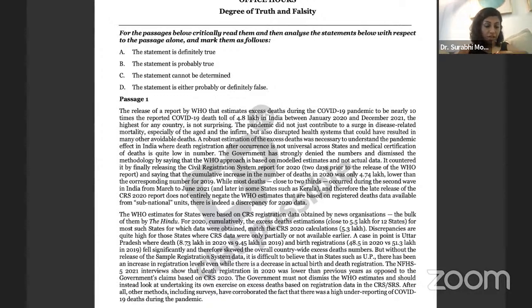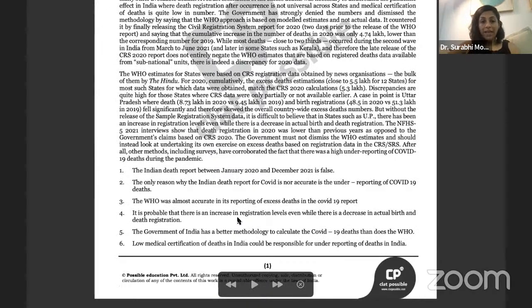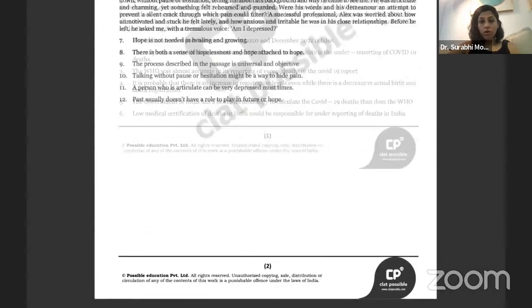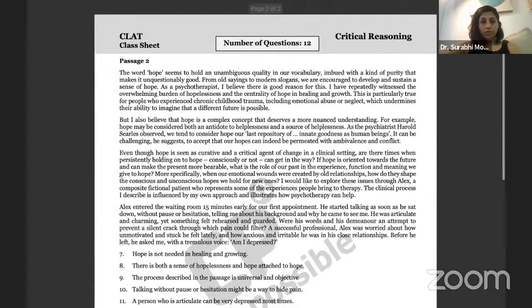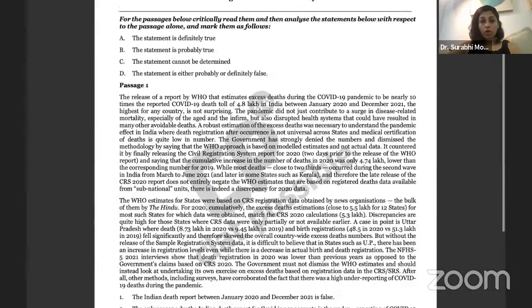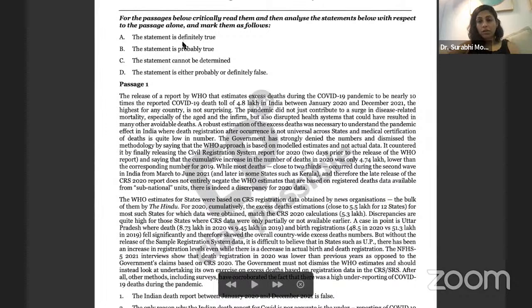Okay, there are two passages, as you can see on my screen, followed by statements based on what you read. You have to mark the options that are given as definitely true, probably true, cannot be determined, and there is one option that is combined probably false and definitely false. So even if it's probably false, you mark D, and if it's definitely false, you mark D. Okay, start working.